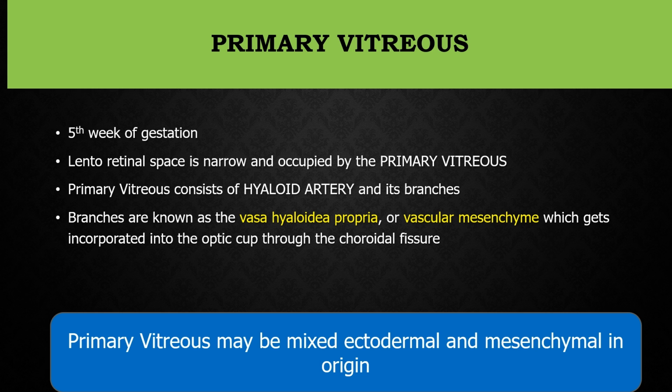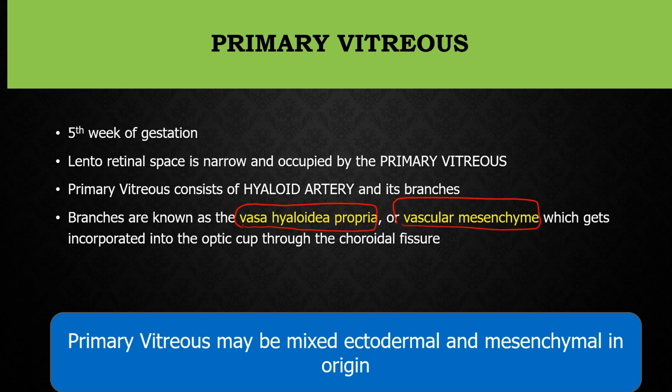The hyaloid artery which has basically entered through the choroidal fissure and which has basically reached the optic vesicle and ultimately the lens vesicle is responsible for the formation of the primary vitreous. As a matter of fact, it would be not wrong to say that the primary vitreous is predominantly formed by the hyaloid artery and its branches. The hyaloid artery branches are also known as the vasa hyaloidea propria or the vascular mesenchyme.